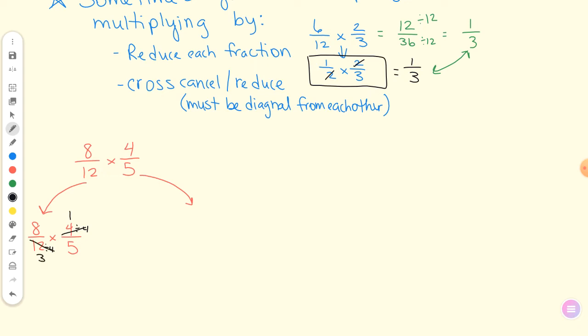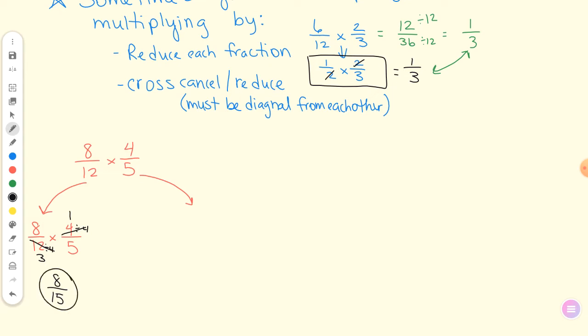Now, do I have smaller numbers to multiply out? Yes. Sadie, what's 8 times 1? 8. And 3 times 5? 15. Can 8 over 15 be reduced? No. Sometimes if you cross-cancel, once you multiply, you still have a fraction that can be reduced. So always check your answer and see if you can reduce it down any further.